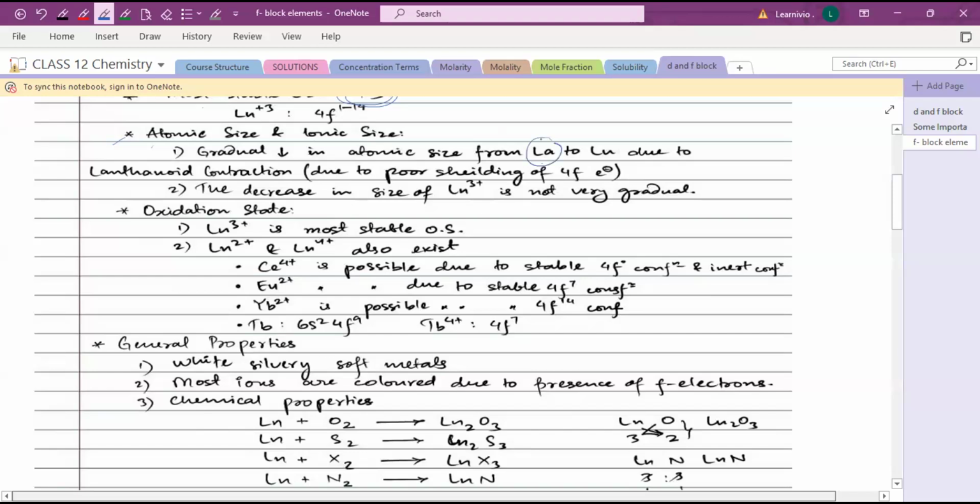Now you see, lanthanum to lutetium. Okay, so what is the trend of atomic size and ionic size in the lanthanoids? Basically, it decreases from lanthanum to lutetium. And what is the reason? Due to the lanthanoid contraction, due to the poor shielding effect of 4f electrons. Got my point?